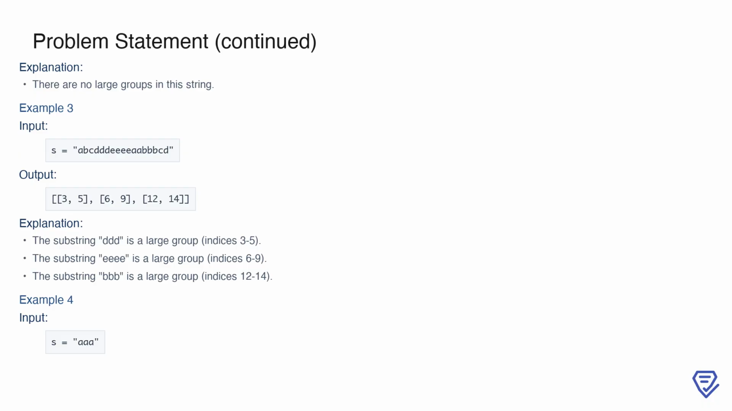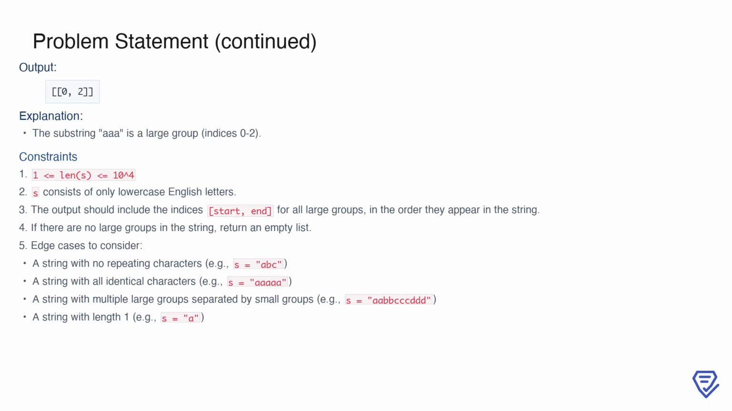Finally, consider the input s equals AAA. Here, the output is 0, 2, because the entire string itself forms a large group. The substring AAA starts at index 0 and ends at index 2, and its length is 3, which meets the criteria for a large group.